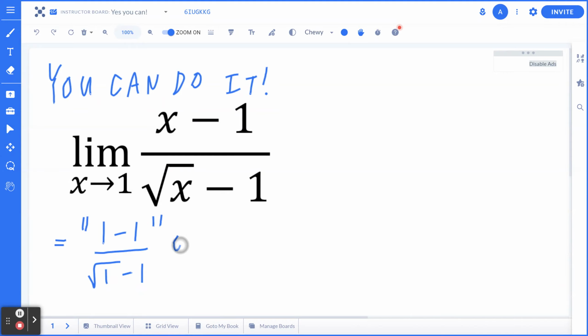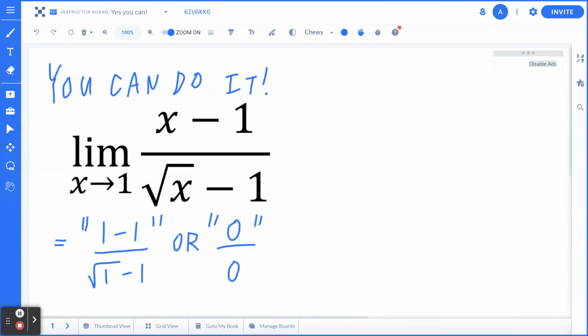Now if you do a little bit of mental math, you would discover that 1 minus 1 is going to be 0. The square root of 1 minus 1 is going to be 0, and you end up with 0 divided by 0, which is one of the 7 types of indeterminates. And when this happens, this signals to you one of two things. Try factoring, or try multiplying the top and the bottom by its conjugate.